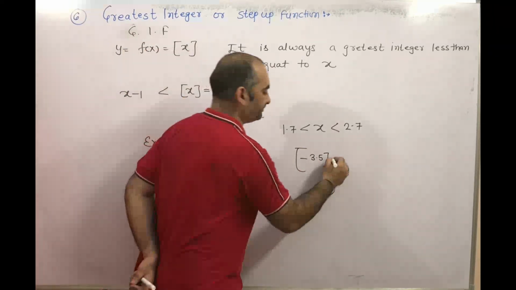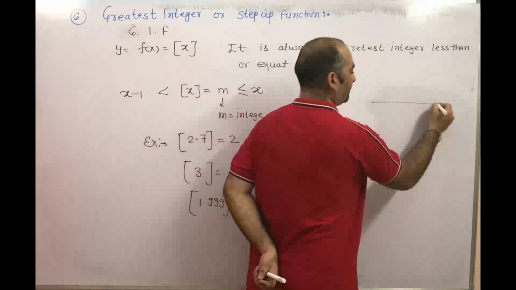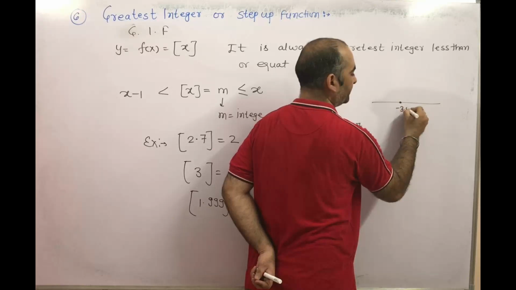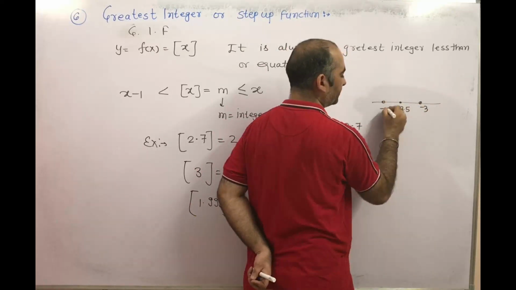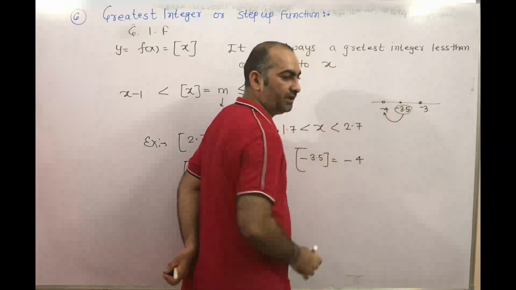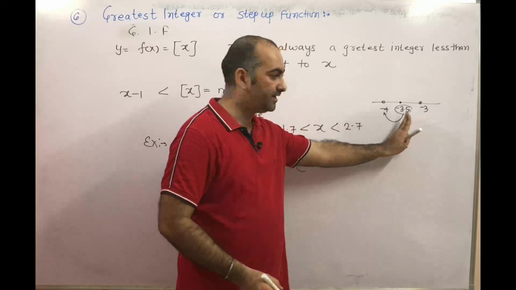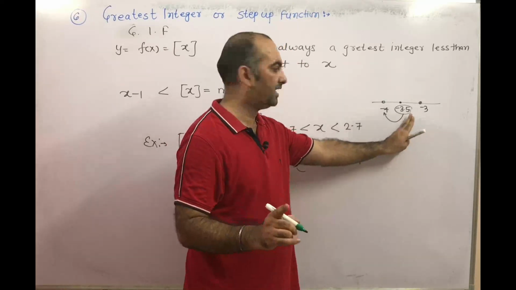Next, the greatest integer of minus 3.5. So what will come? Minus 4. Because you can see after minus 3.5 we will get minus 3, and before that we get minus 4. So the integer less than this number is minus 4. If you write minus 3, then minus 3 is greater than minus 3.5, so it is wrong. So less than this one, minus 4 will come.